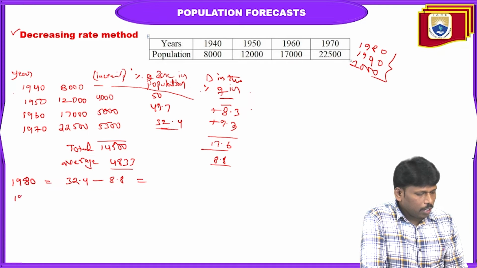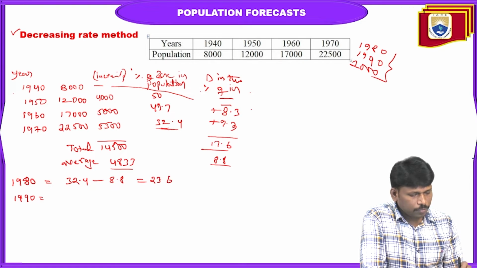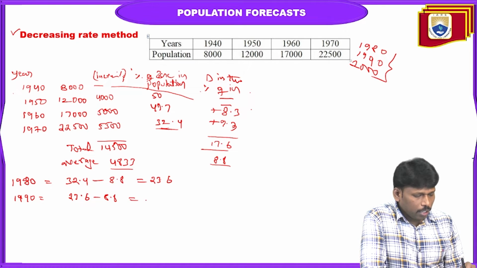Similarly, for 1990, the latest one becomes this answer. It is equal to 23.6. Again 23.6 minus 8.8, and it is equal to 14.8.